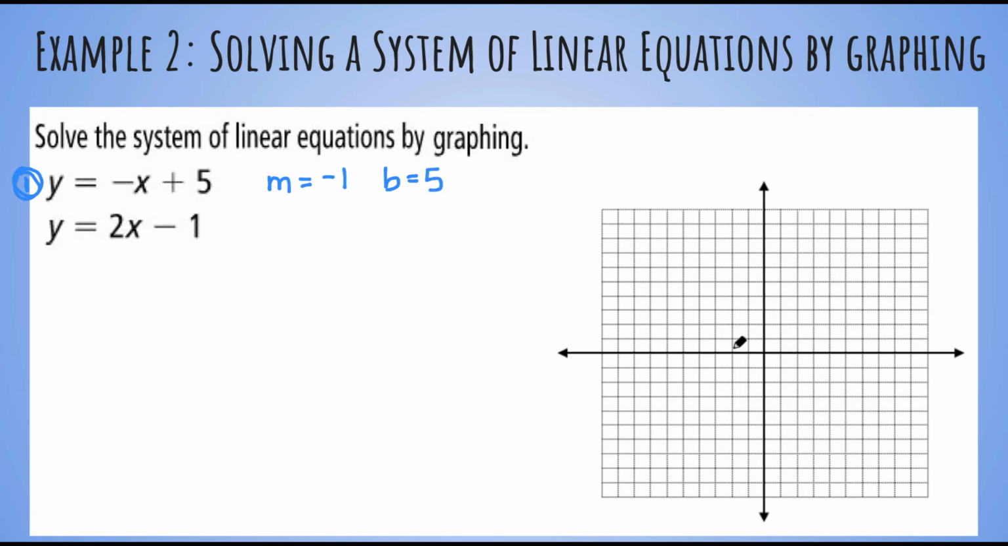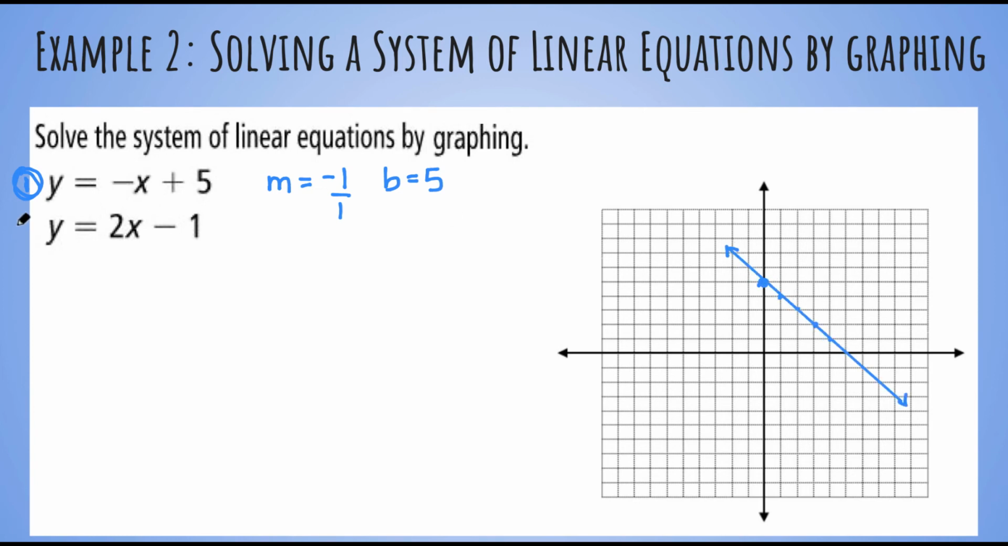So our intercept is going to be at 0, 5. Here's our point there. And then our slope is -1 over 1. So we're going down 1, to the right 1, down 1, right 1, down 1, right 1. Okay, and so on and so forth. And we're going to draw a line that goes through our points.